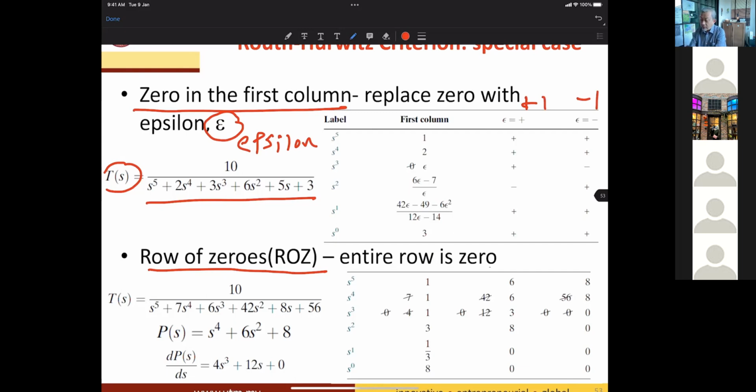The second case is the row of zeros, where the entire row is 0. It happened in this example: s^5 + 7s^4 + 56 equal to 0.